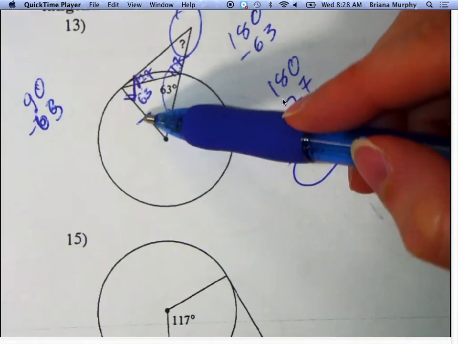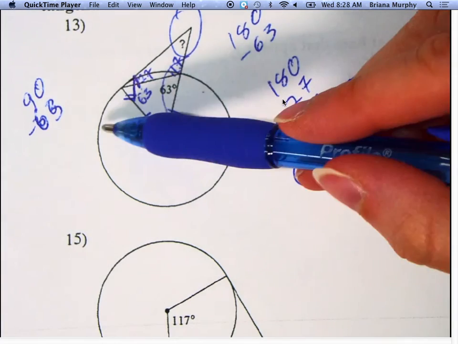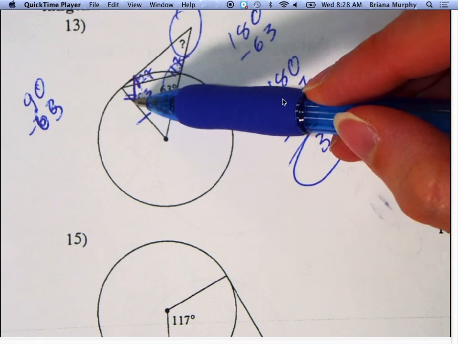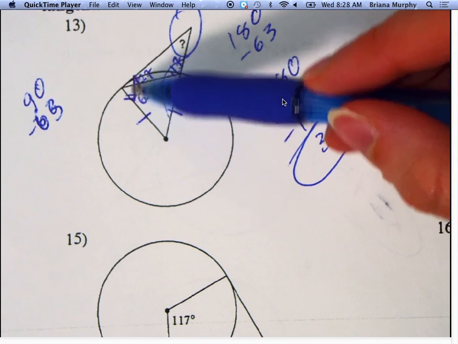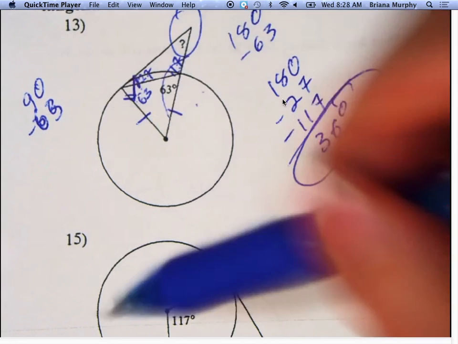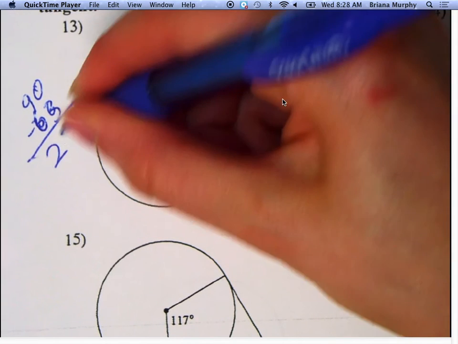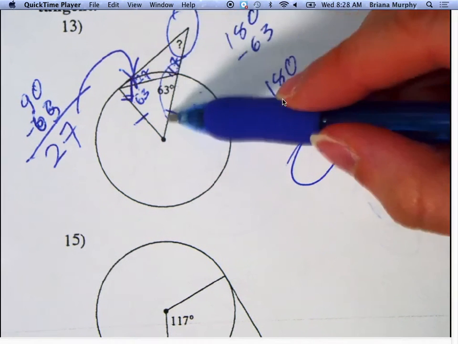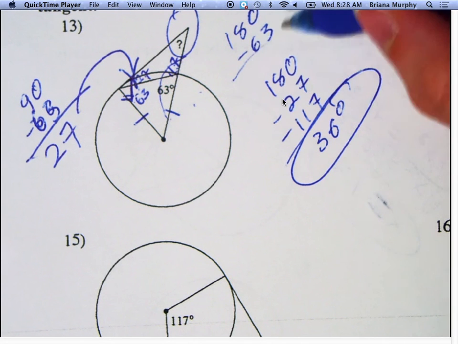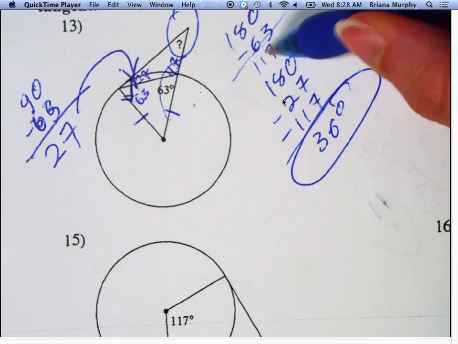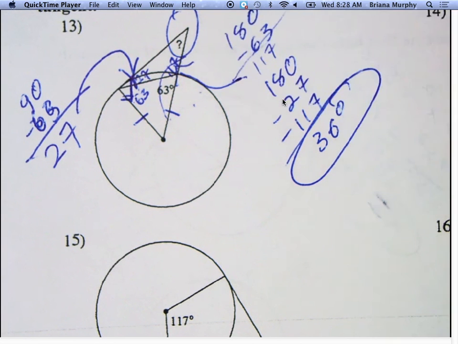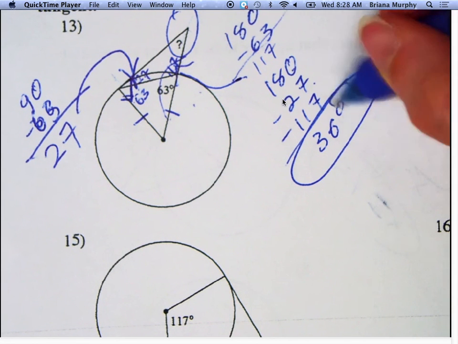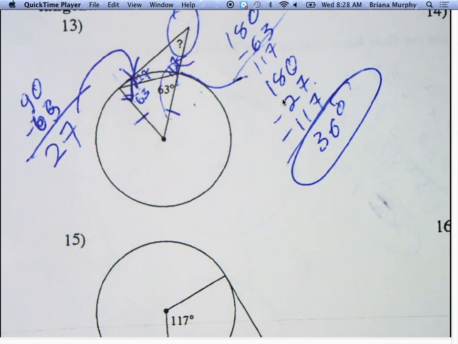We knew these two sides had to be the same because they're both the radius. So base angles have to be the same. So this 63, this has to be 63. I knew this had to be 90 because it was tangent. So I did 90 minus 63, giving me 27, this angle right there. Then I knew this formed a straight line, so 180 minus 63 gives me 117. Then this formed a separate triangle, so I knew 180 minus 27 minus 117 gives me 36.